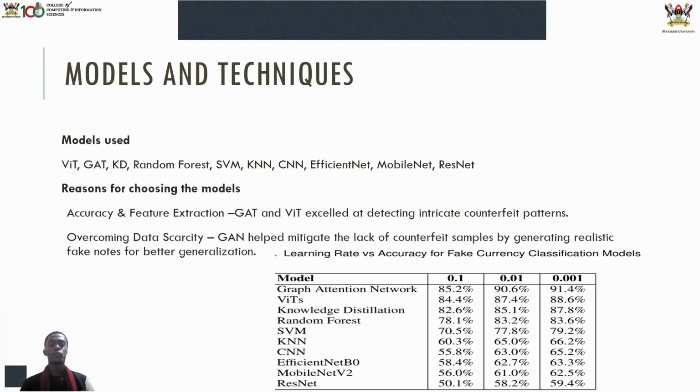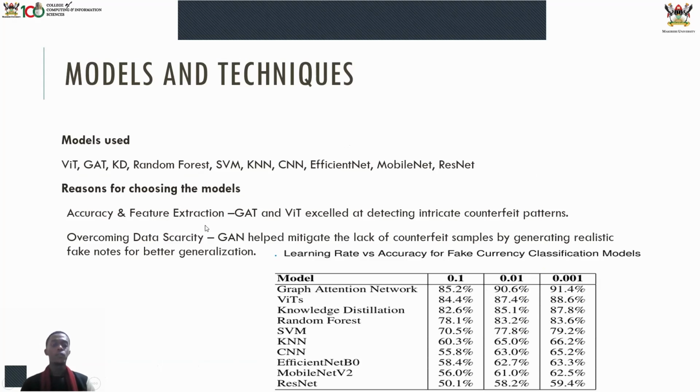Then for the models and techniques, we developed quite a number of models, at least 10. And you could see from this, we implemented learning rates, as you could see, from 0.1, 0.01, then 0.001. And then these are just accuracy scores, but as you could see, the best performing was the GAT V8 and noise distillation. And then you could see how the accuracies were increasing with the learning rate.